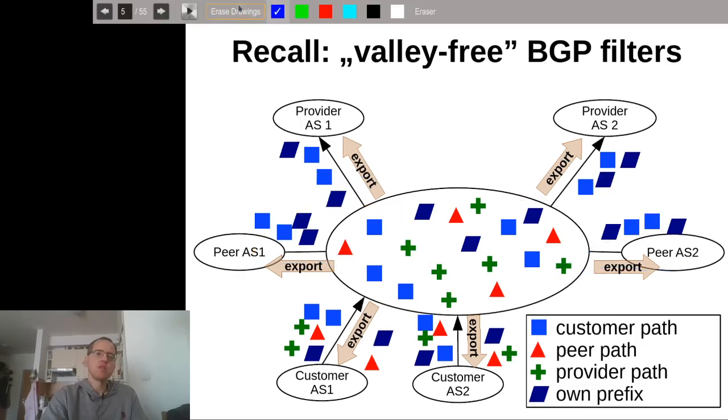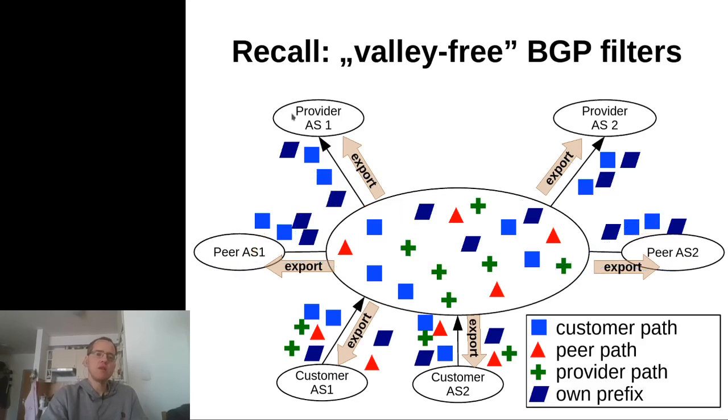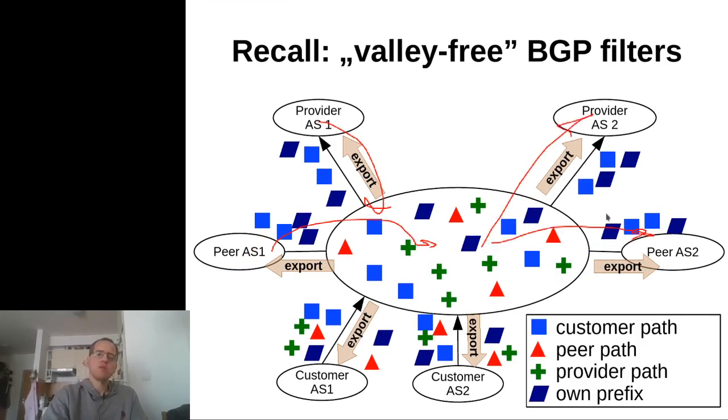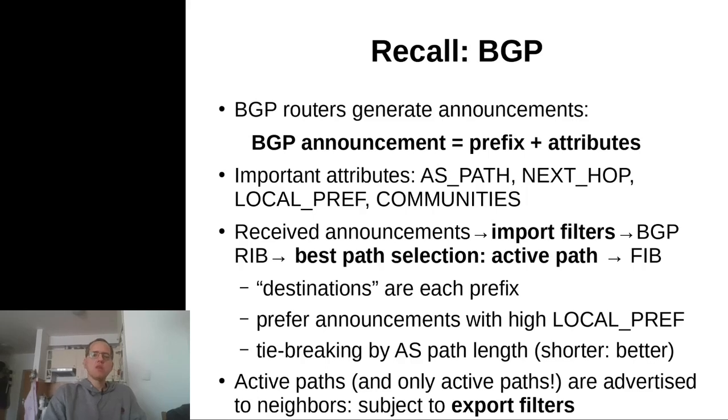So the simple rule is that whenever we have a peer path or a provider path, we do not re-announce these paths to peers or providers, because this would be a violation of the valley-free routing rule, and it would not make economic sense to our autonomous system to provide these sorts of services to its neighbors. So how do we actually configure these rules into BGP? The idea is very simple. Recall that BGP routers work the following way.